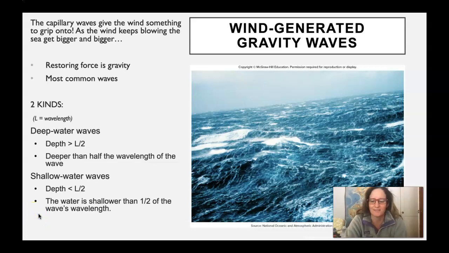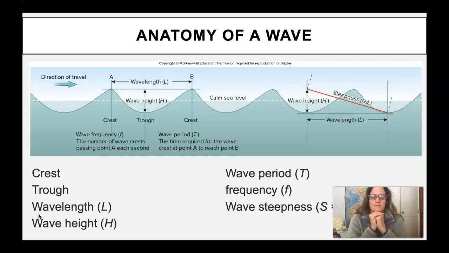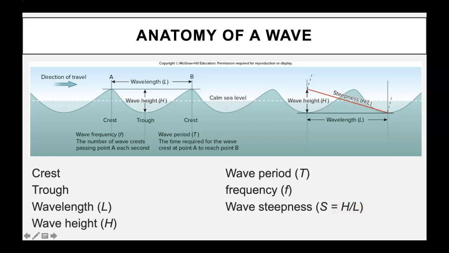Okay, I fixed the typo on the fly. So the depth of the water in a shallow water wave is going to be less than the wavelength divided by 2, not 20. All right, let's look at parts of the wave. So we mentioned wavelength.